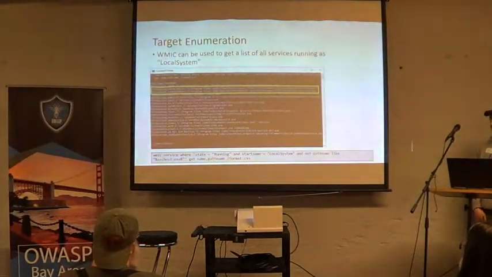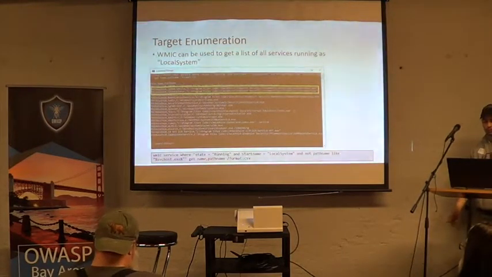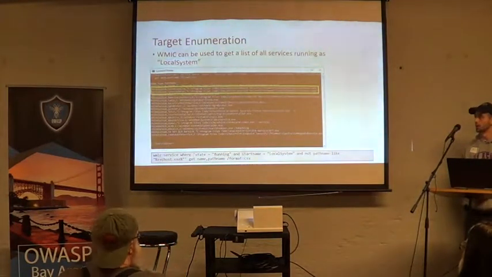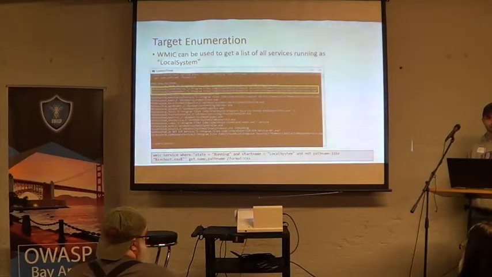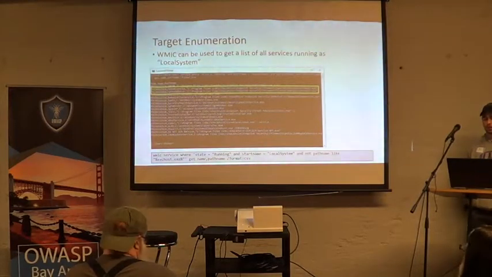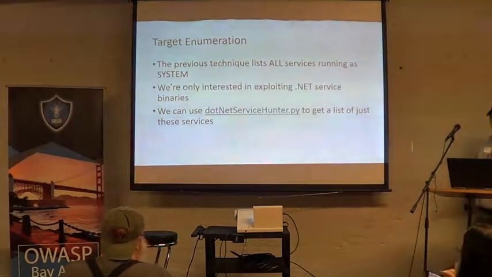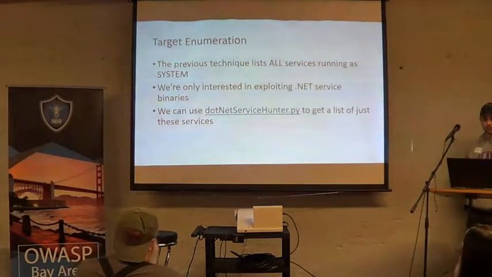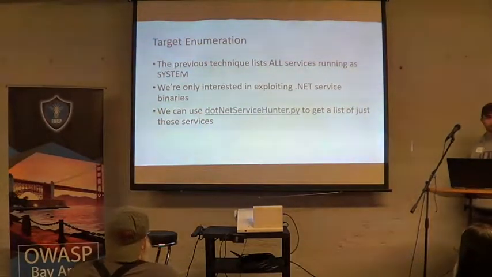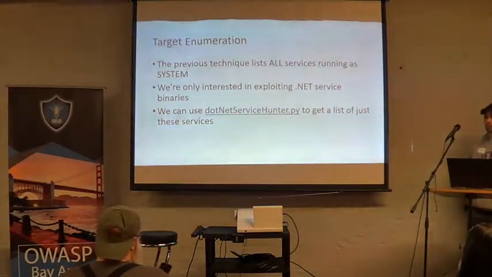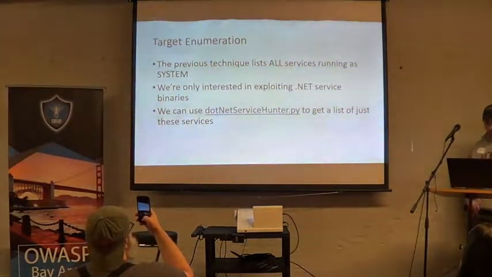So target enumeration, hopefully you guys can see this. You can use WMIC to get a list of all running services on a local system that are running as SYSTEM. So, targets for privilege escalation. This is pretty good, but it lists all services running as SYSTEM. If you're looking for these kind of bugs, you'll want to focus only on .NET programs because they're the ones that are most likely to be using WCF.